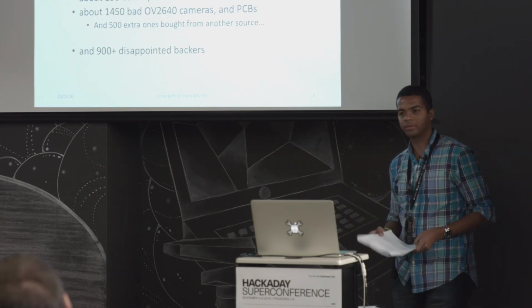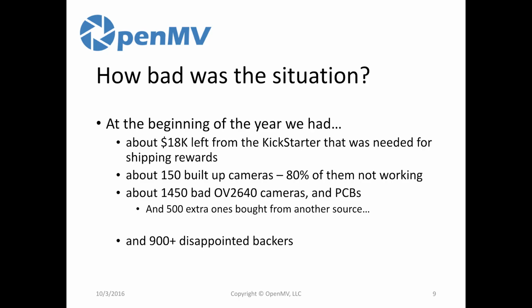So at the beginning of this year, the situation was bad for our Kickstarter. We had about $18K of cash on hand from the $100K initially allocated. We had built up 150 OpenMV cams, with an 80% failure rate on them. And of course, these cams were not really repairable. We had 1,450 bad PCBs, and we had another 500 bad camera modules on top of the 1,450 camera modules we hadn't soldered on. So we had about 2,000 camera modules that were worthless. This was a write-off of about 10K pretty much.